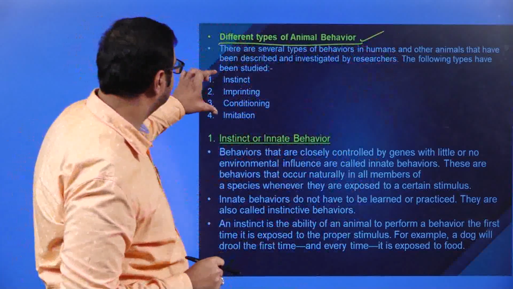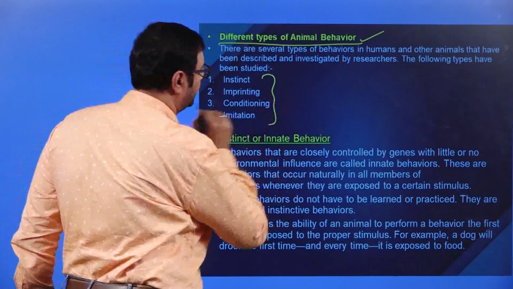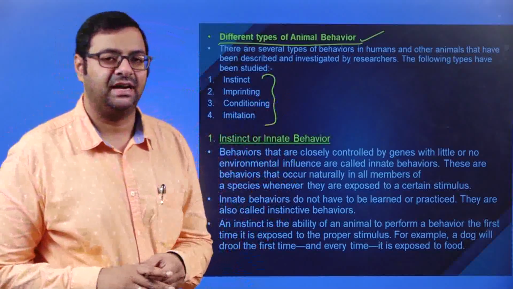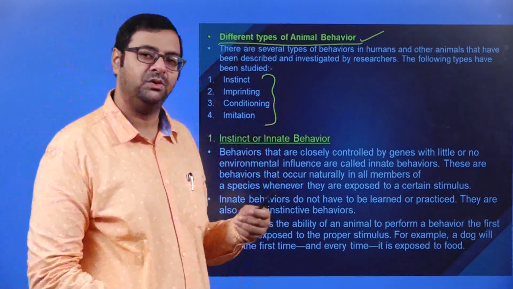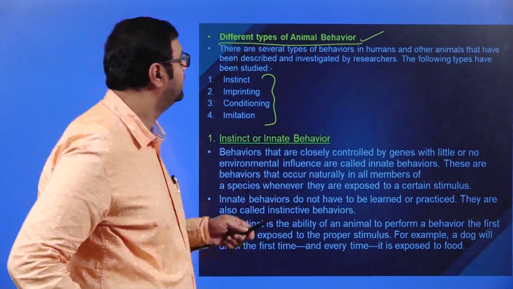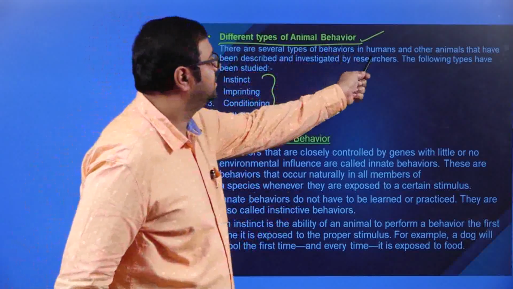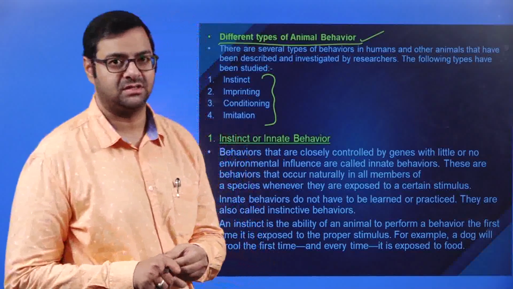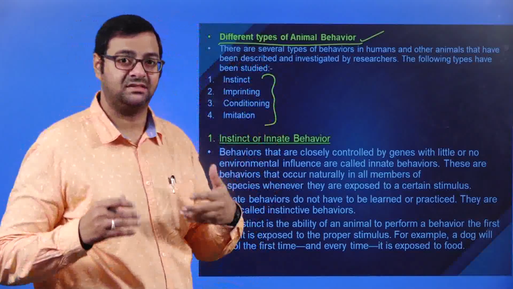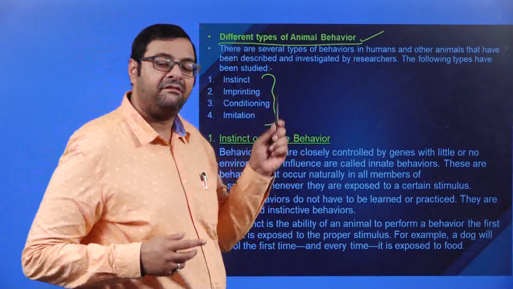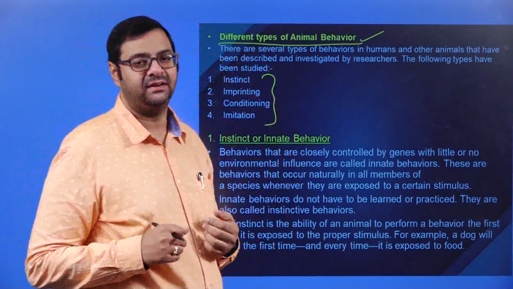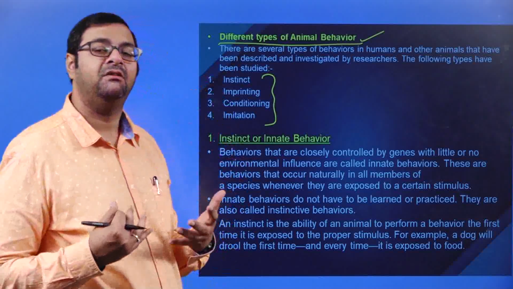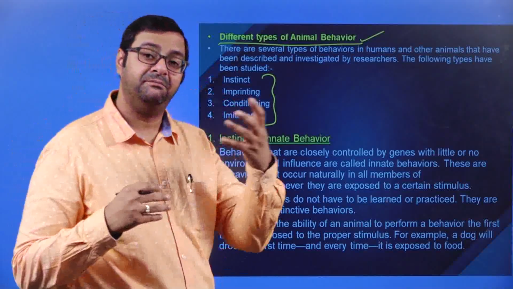Now these four types of behaviors are seen based on observations and experiments by various scientists. There are several types of behaviors in humans and other animals that have been described and investigated by researchers. After they described and investigated, they came up with these four, which have been studied for a long time.